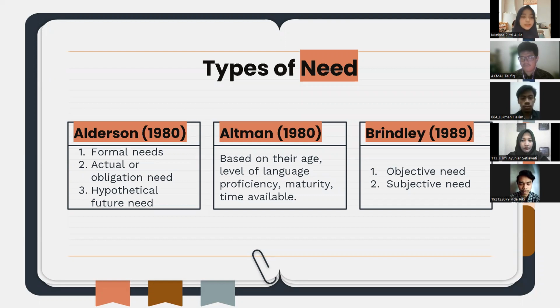And Dudley Evans and St John in 1998 offer a comprehensive description of needs analysis as presented in the following areas. The first is target situation analysis and objective needs. The second is wants, means, and subjective needs. The third is present situation analysis. The fourth is learner's lack, learner's needs, and linguistic and discourse analysis. The next is what is wanted from the course, and the last is means analysis.